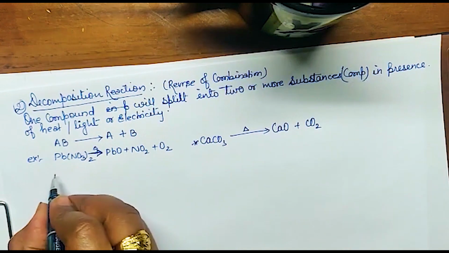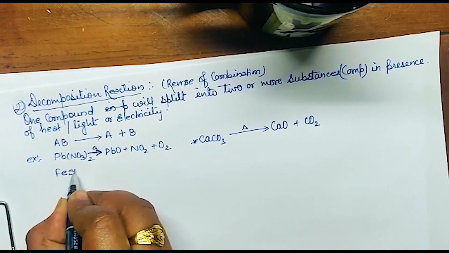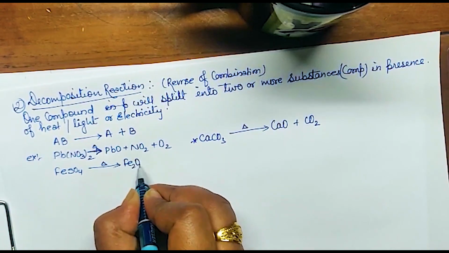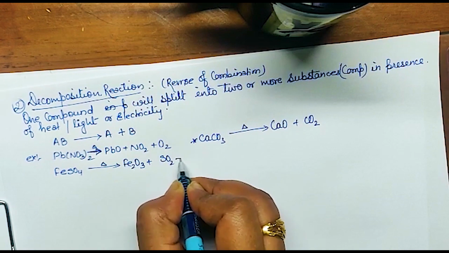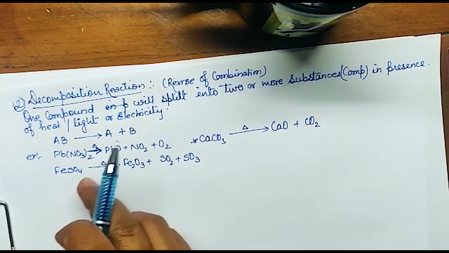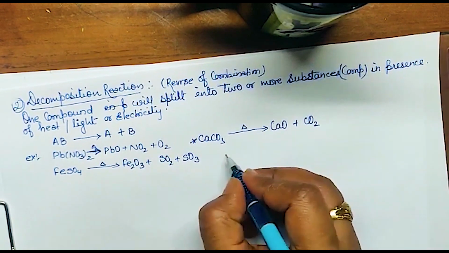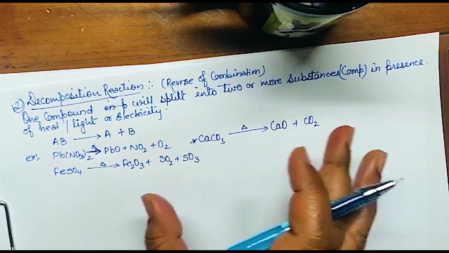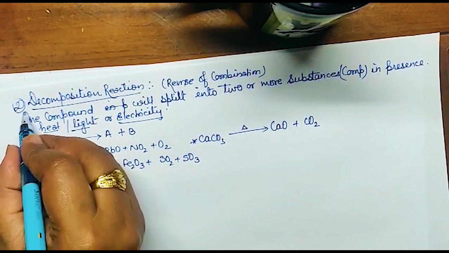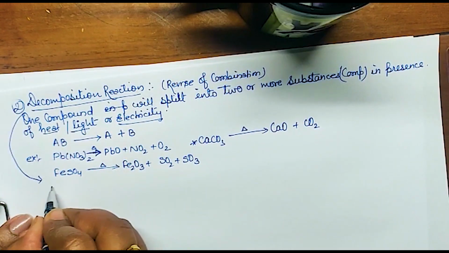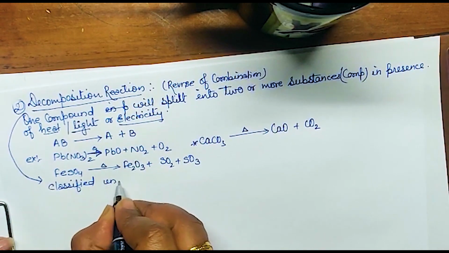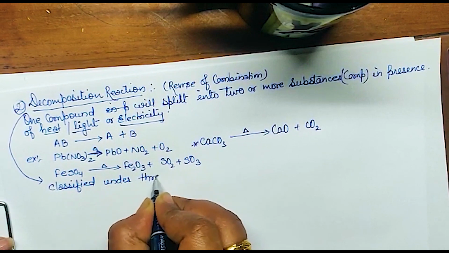Got it? Another example we can take, like FeSO4. When it is heated, it gives Fe2O3 plus SO2 plus SO3. So again, this is a single compound. On heating, it undergoes decomposition. Okay. Now, on the basis of heat, light, or electricity, decomposition reaction is classified under three categories.